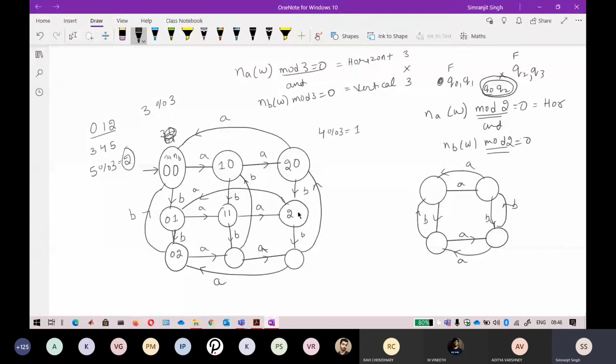So you can write it as 2 A's and 1 B. You can follow any path. So 1 B from here, 2 A's from here. Again, the same thing is followed here. You can follow any path. The result will be the same.